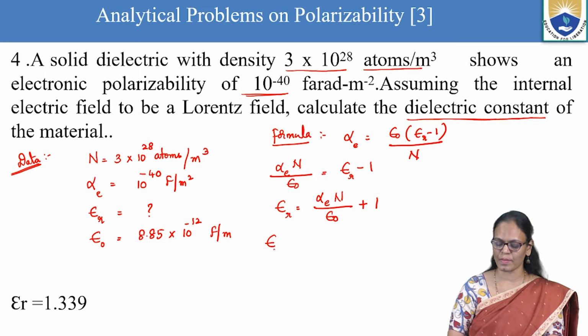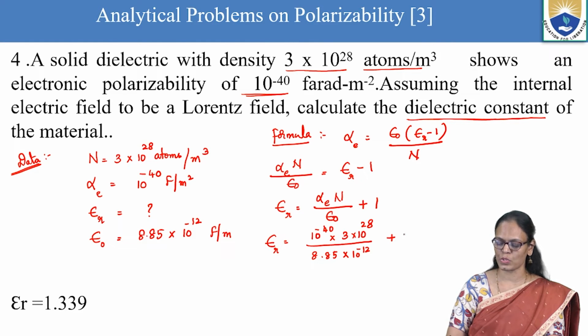So, let us do the substitution now. Alpha E is given 10 power minus 40. N is given 3 into 10 power 28, and epsilon naught is a constant, 8.85 into 10 power minus 12, plus 1.